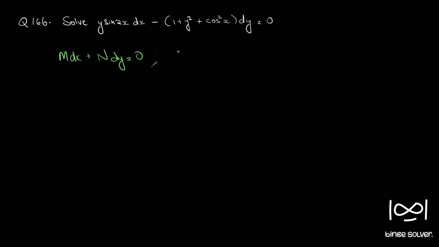So for the given differential equation to be exact, we can check the necessary and sufficient condition for such equations to be exact: ∂M/∂y equal to ∂N/∂x. Our M is y sin 2x and N is minus 1 minus y² minus cos²x.